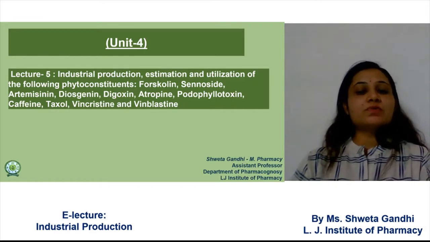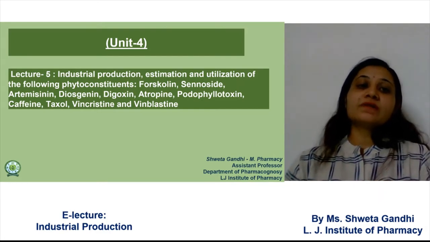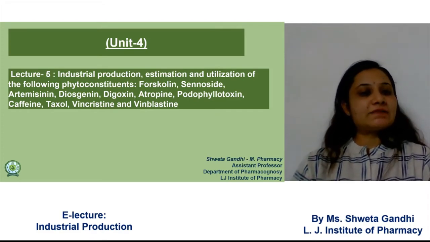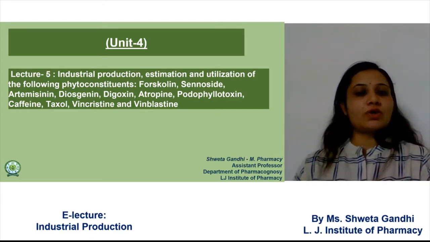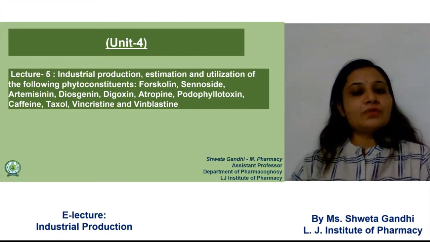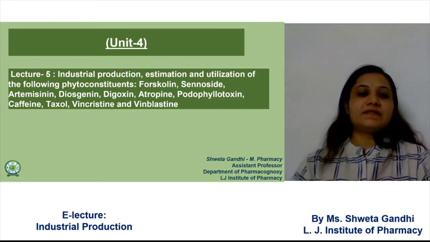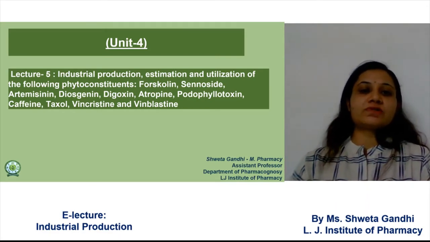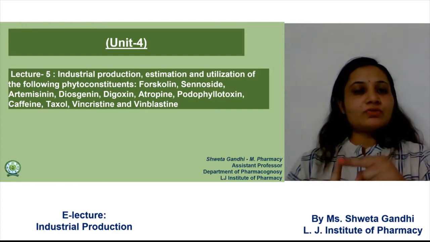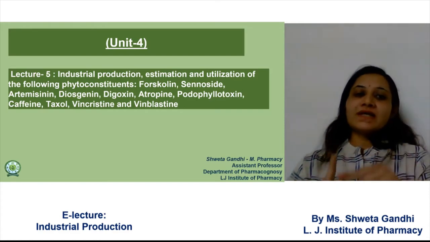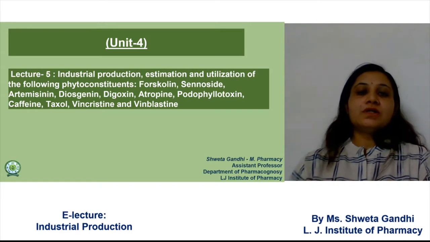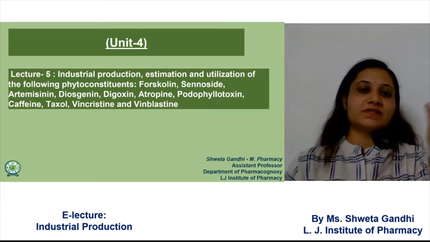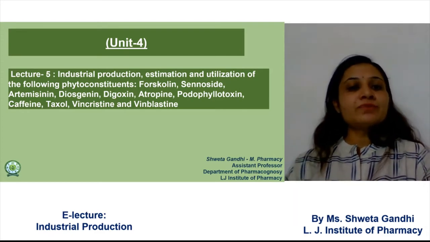The phytoconstituents specific to your syllabus are forskolin, adenosine, artemisinin, diosgenin, digoxin, atropine, podophyllotoxin, caffeine, taxol, vincristine and vinblastine. For all these phytoconstituents, we have to study the industrial production, estimation and utilization. The most important thing is to understand the meaning of these three points: industrial production, estimation and utilization.